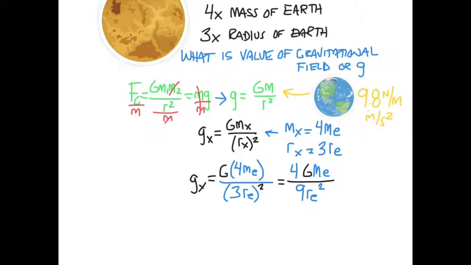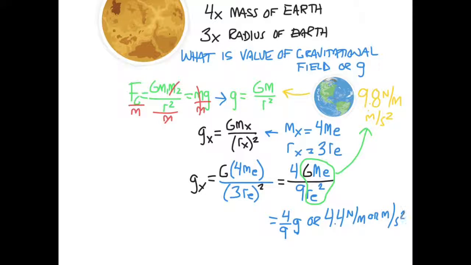And if we look at this section, we have big G, mass of the Earth, radius of the Earth squared. Well, that is little g for Earth, which is 9.8 newtons per meter. So what we have now is 4/9 times little g. And if we do the calculations for that, we get 4.4 newtons per meter, or again, we could use the units meters per second squared.